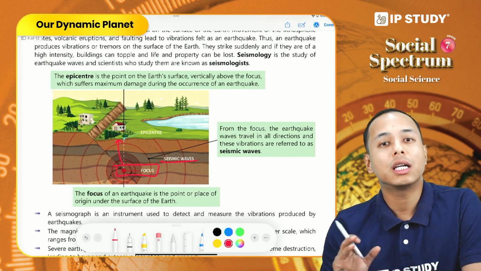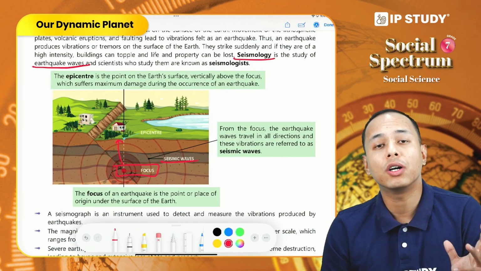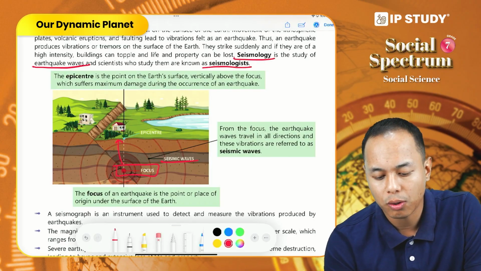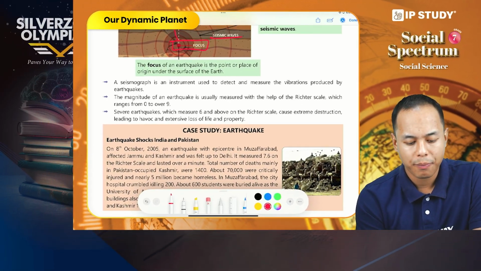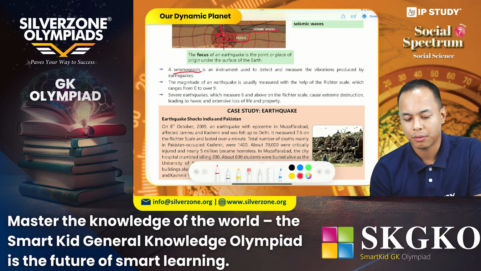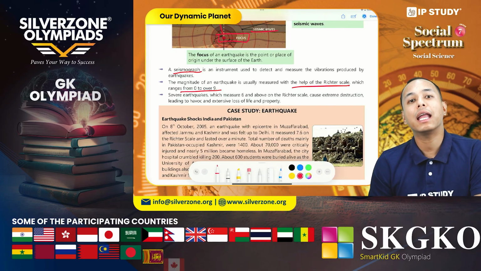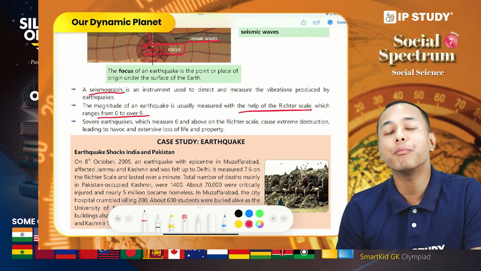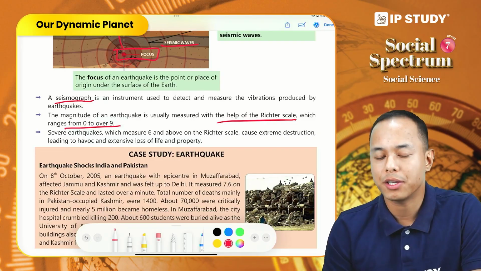Now, the study of earthquake waves is called seismology, and the scientists who study these waves are called seismologists. The earthquake is measured with the help of an instrument called a seismograph, and the magnitude of the earthquake is measured with the help of the Richter scale, and it ranges from 0 to 9. The higher the scale on the Richter scale, the greater the intensity or magnitude of the earthquake. So higher the magnitude, greater the damage.